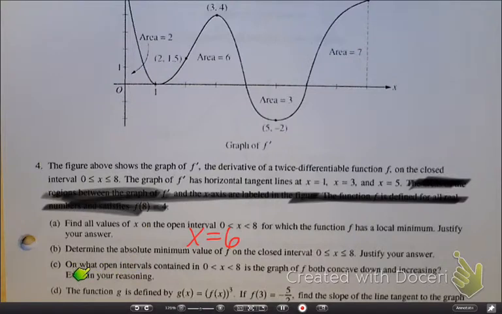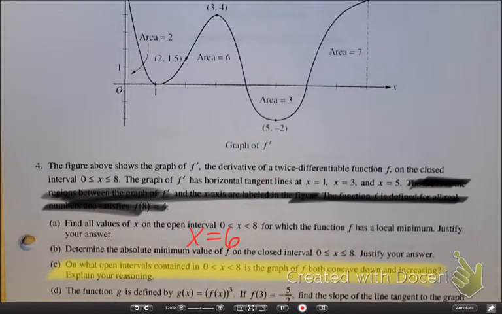Try this one. Part C. On what open intervals contained in 0 to 8 is the graph of f both concave down and increasing? Explain your reasoning. So, part C. Spend 2 minutes trying to do part C.